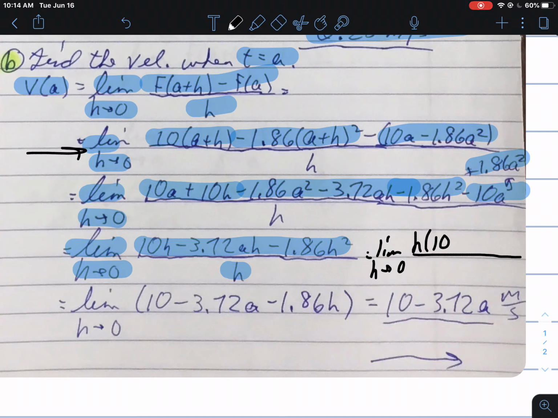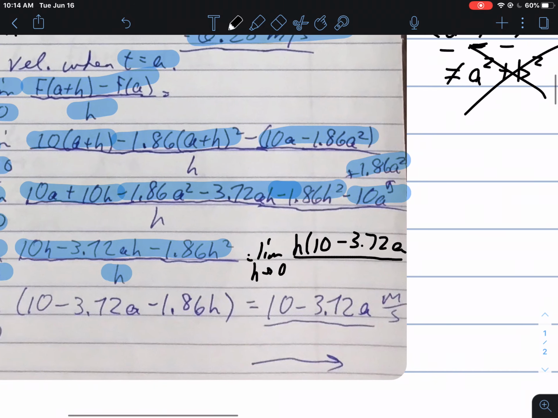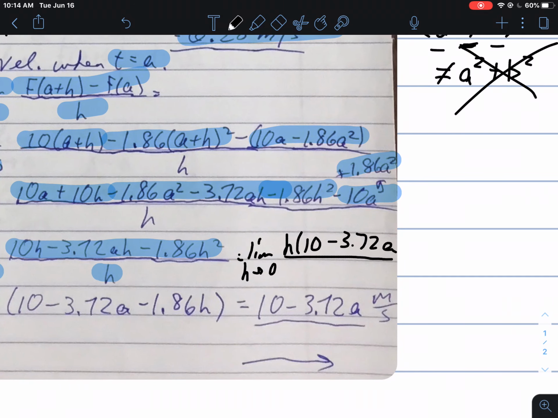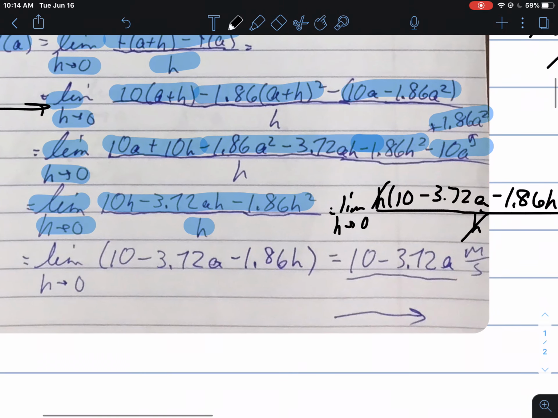So I'm factoring out the h, which leaves me with 10 minus 3.72a minus 1.86h. All right. And all of that is over h, and so we can divide out the h. And we said that has to happen. If that doesn't happen when I finish simplifying, then something is wrong. So that's how we got to this next statement. That's the limit as h approaches 0, etc.